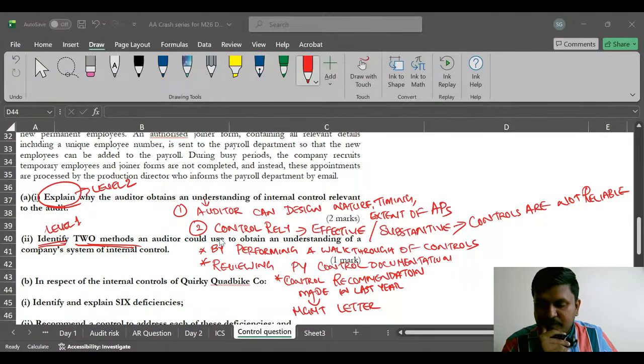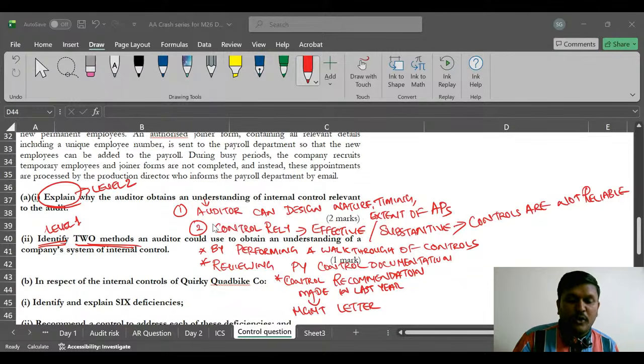And Deepak, yes, the prior year internal control recommendation sheet that has been provided to the management would be the right answer, rather than the test report. Now let's get into the core of this particular question.